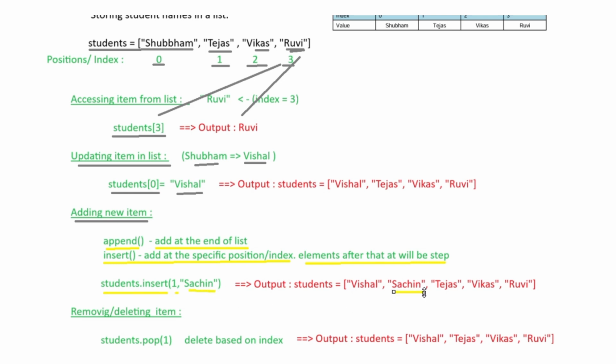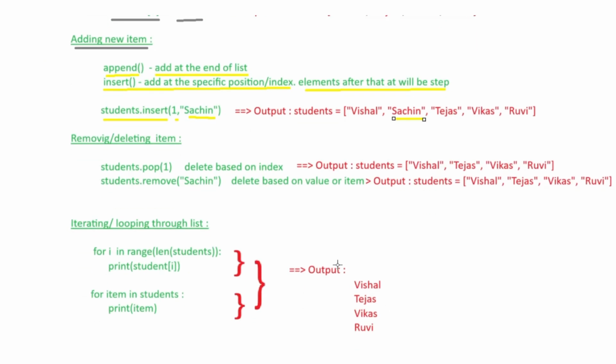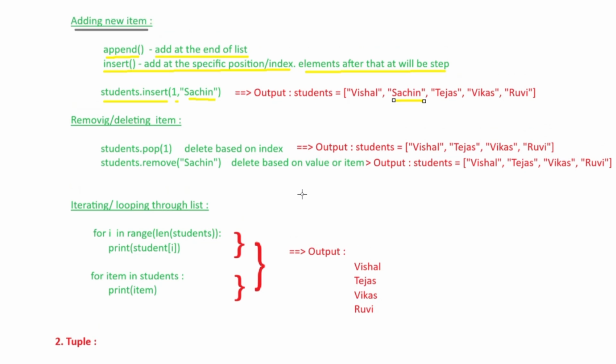This is useful when new data arrives. For example, a new student joins. A new product is added. A new message comes in. Python provides simple ways to add items to a list without rewriting everything.